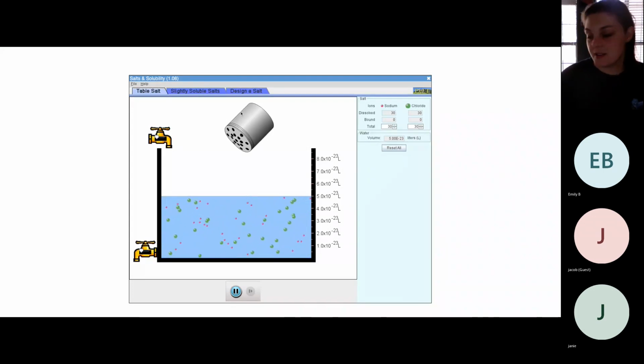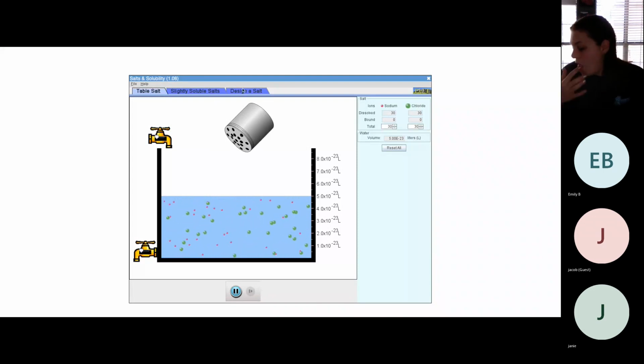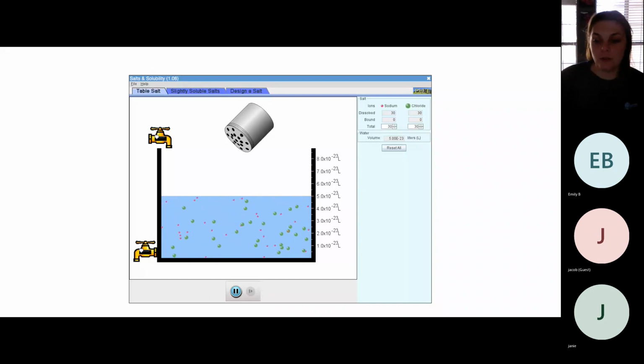So, let's see. I think I'm still sharing my PhET simulation. So, were there any questions before we move on? Great. So, let's do a little bit of some review before we move on to the next part.